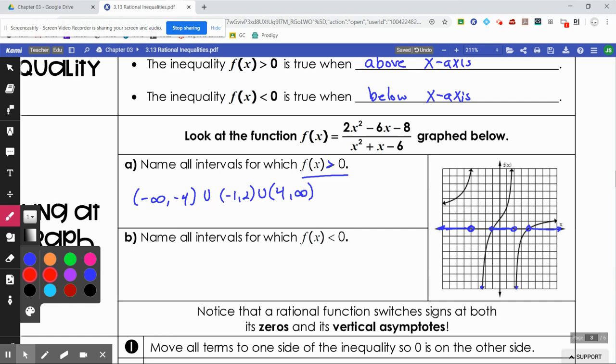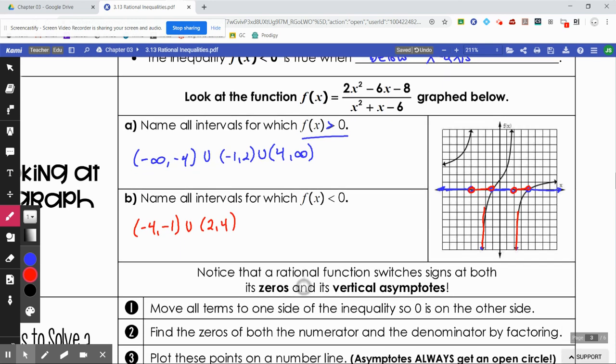Where's your function below the x-axis? Well, it's below it from here over to here, because you can see it down here. It's below it from here over to here in that region. So that would be everywhere from negative 4 up to negative 1, or 2 to 4. That's where your function is below the x-axis.